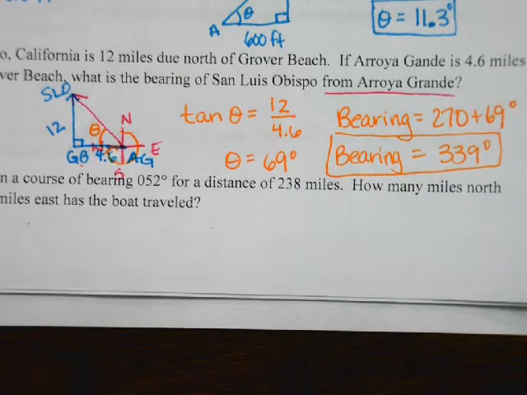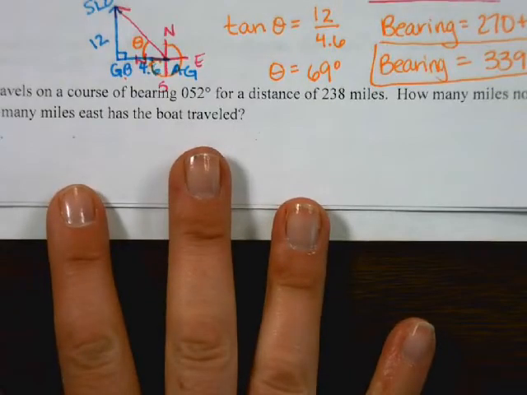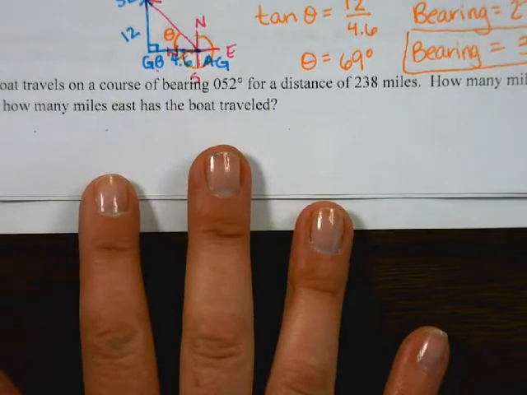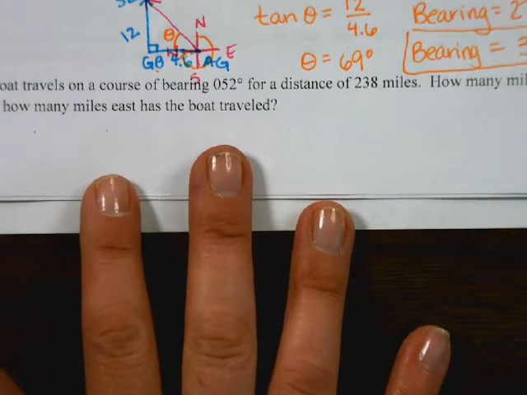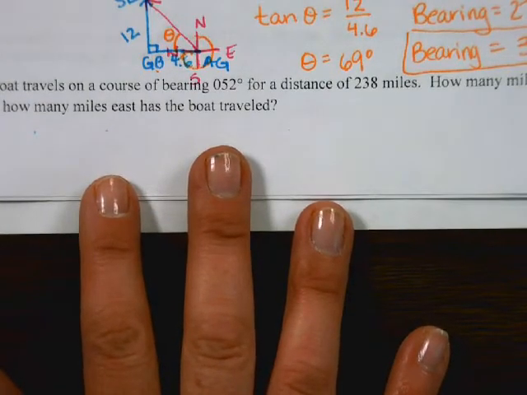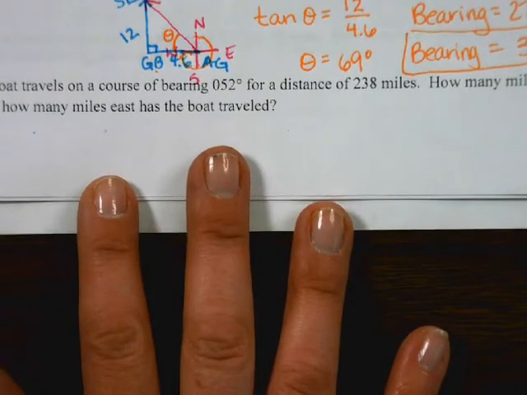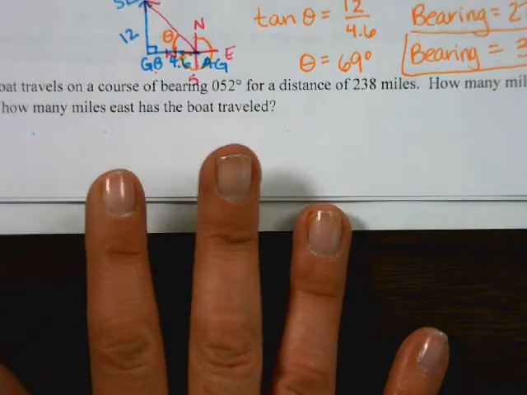Does that help? Okay, so here we got the last one, our boat. A boat travels on a course of bearing 052, so 52 degrees. Think about that for a second. Which direction are you heading? Northeast-ish, right? For a distance of 238 miles. It stops, and at that point, how many miles north and how many miles east has the boat traveled?